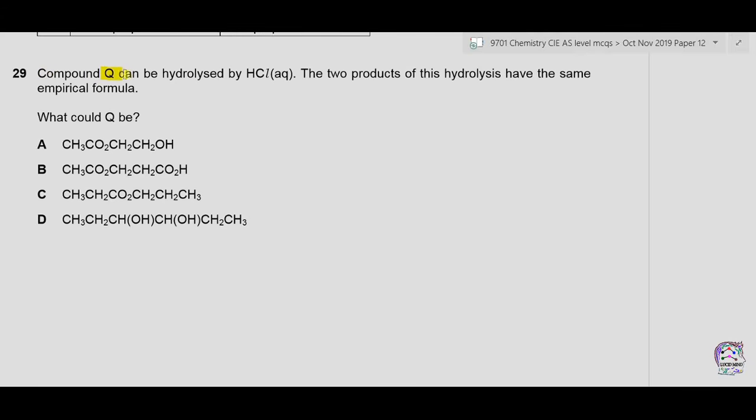Question 29. Compound Q can be hydrolyzed by acid HCl. The two products of this hydrolysis have the same empirical formula. What could Q be? You should remember that whenever esters are hydrolyzed in the presence of acid, they form carboxylic acid and alcohol functional groups. In A we have an ester compound, in B we have an ester compound, in C we have an ester compound, in D we have 2 OH groups attached, so it is an alcohol.